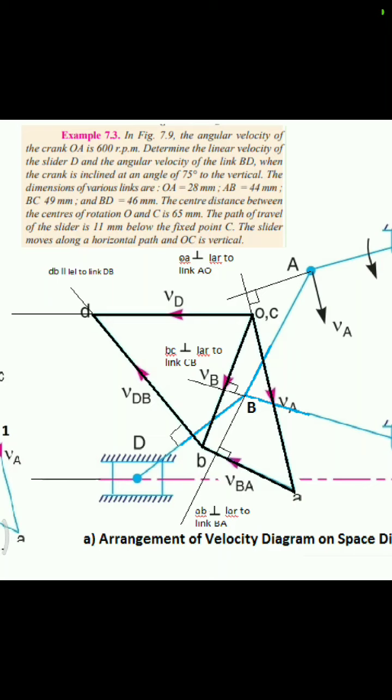When the crank is inclined at an angle of 75 degree to the vertical, the dimensions of various links are OA equal to 28 mm, AB equal to 44 mm, BC equal to 49 mm and BD equal to 46 mm. The center distance between the center of rotation O and C is 65 mm. The path of travel of the slider is 11 mm below the fixed point C. The slider moves along a horizontal path and OC is vertical.